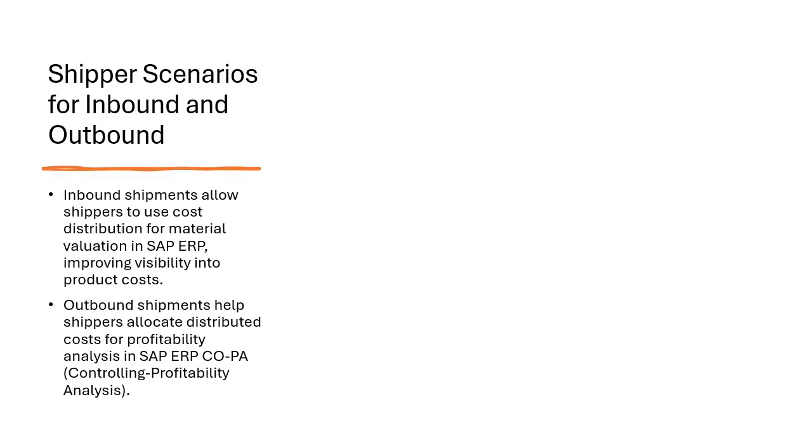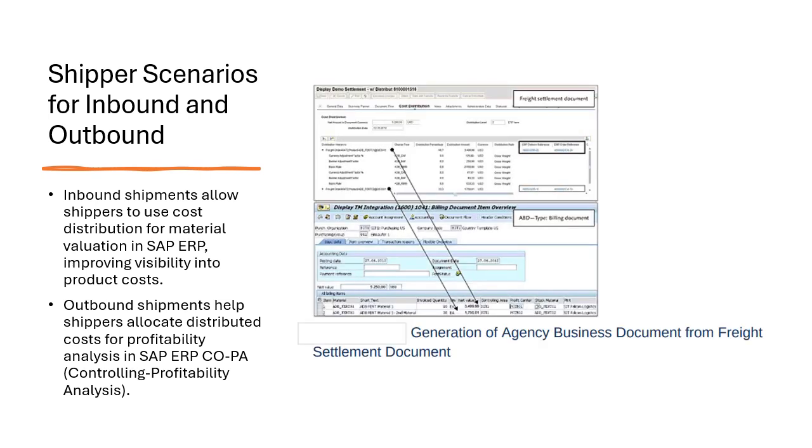So next is the shipper scenario for inbound and outbound. The shipper scenario addresses the different ways in which shippers manage inbound and outbound transportation. These scenarios often require a settlement process, especially in handling internal versus external customer charges. This figure shows the creation of an agency business document from a fleet settlement document. It also demonstrates the process of converting fleet settlement data into business documents for agency handling of logistics services.